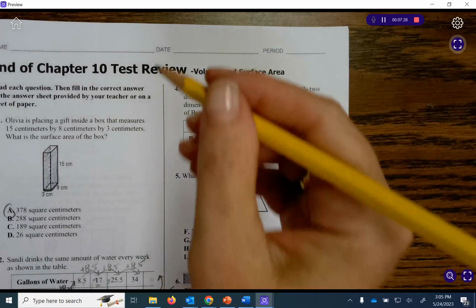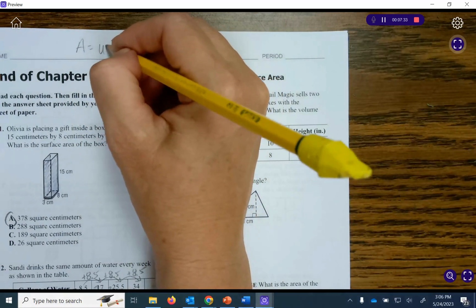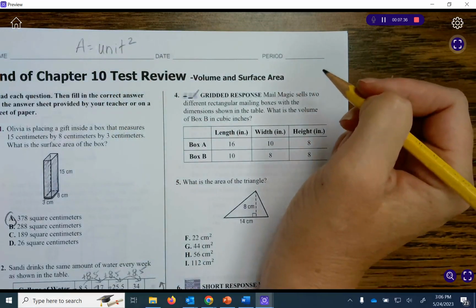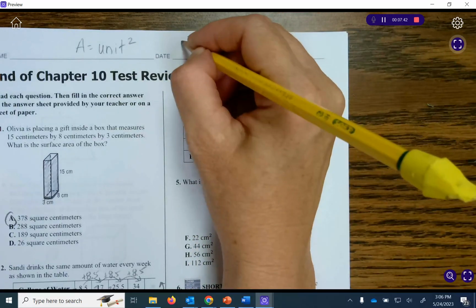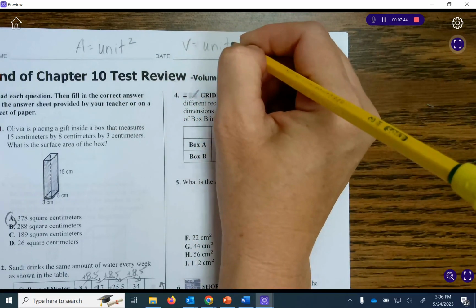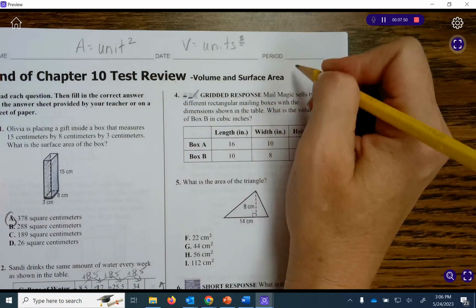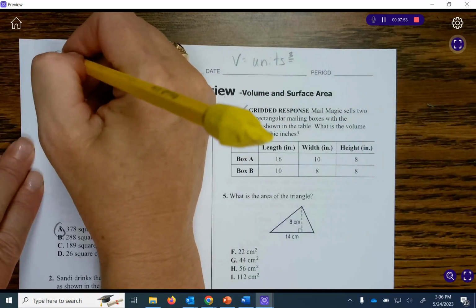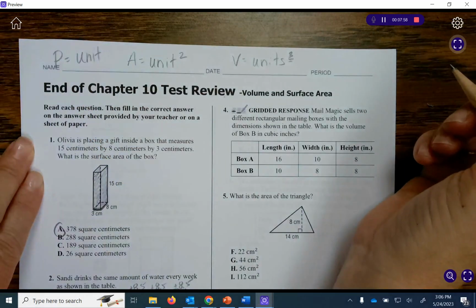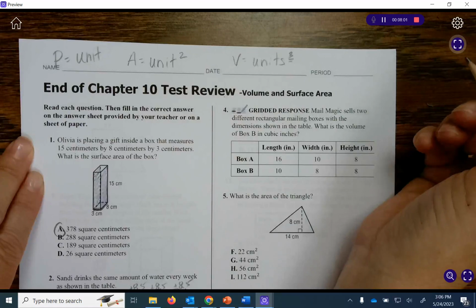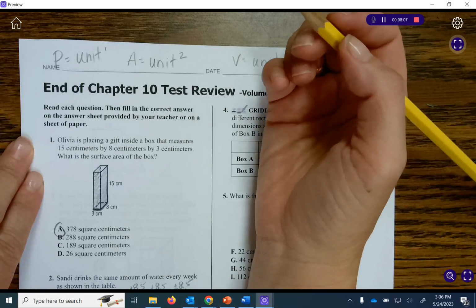Now remember, area units are squared because we only have 2 units, base times height, length times width. Volume units are cubed because we have 3 dimensions, length, width, and height. And perimeter is just units because the only dimension we're using there is length. So these little numbers are kind of important. You're not going to see a 1 here because the 1 is assumed.